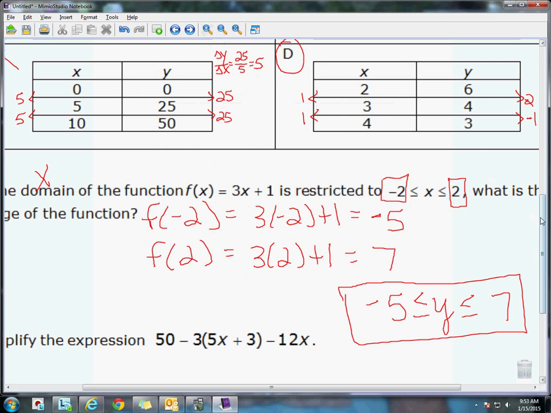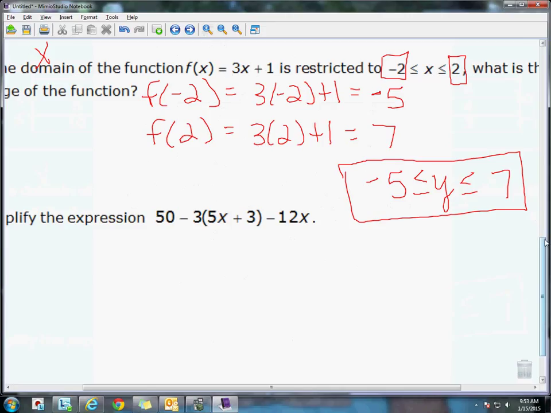All right, number 5. We're going to simplify the expression. Okay, it's called an expression because there's no equal sign here. We have 50 minus 3 times 5x plus 3 minus 12x. We have one set of parentheses, so we're going to distribute this negative 3 to the 5x and to the 3. So I'm going to go ahead and just bring down 50. Negative 3 times 5x is negative 15x, and negative 3 times a positive 3 is negative 9. And I'm going to go ahead and bring down this negative 12x.